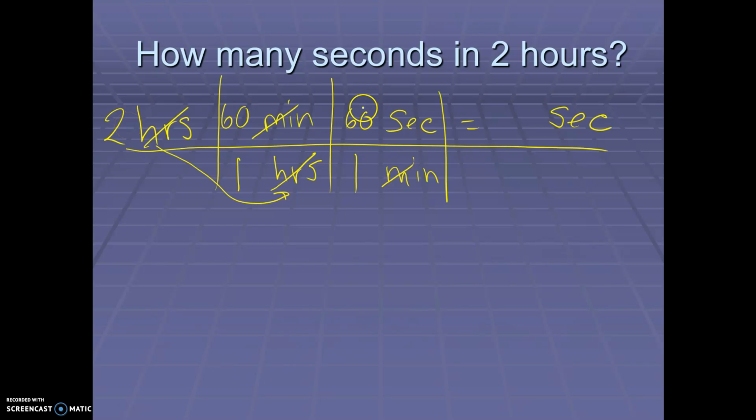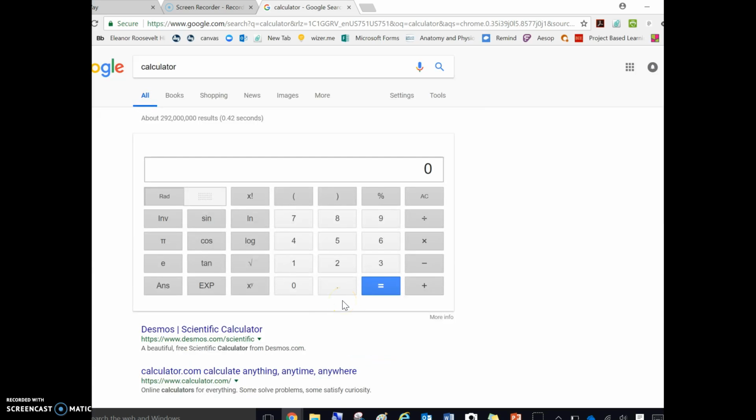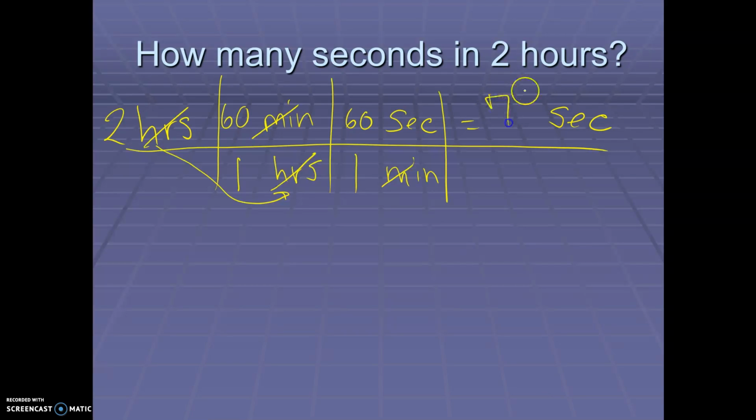So 2 times 60 times 60. Let me look at my calculator real quick. That'll help me. I think I have one pulled up here. Here we go. So I have 2 times 60 times 60 equals 7,200 is my answer. So let me go back and write that in on my screen here. 7,200 seconds. And that's how you do a more complicated one.